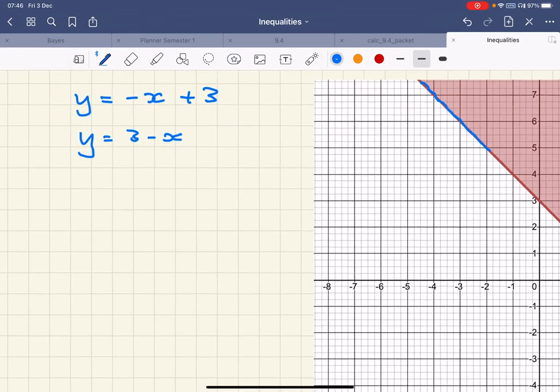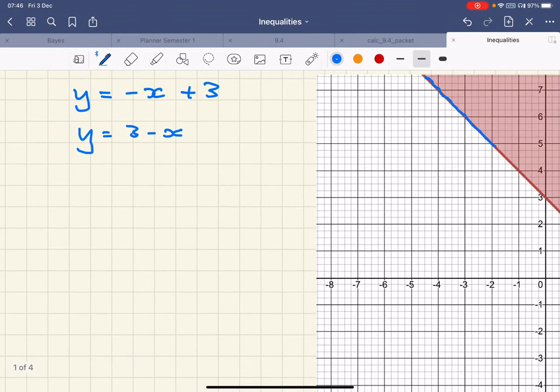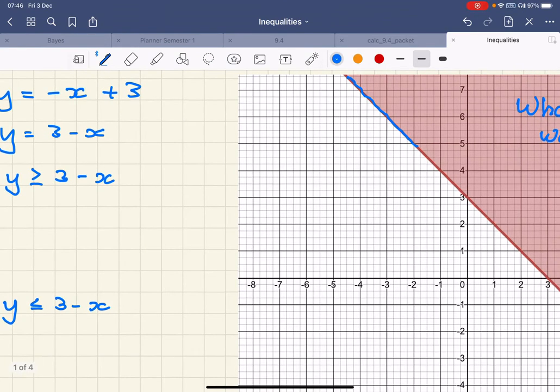Now, do I want to use this inequality sign, or do I want to use this inequality sign? By the way, I've used this equals to because it's a straight line. So if it's a solid line like this, it's either going to be that or it's going to be that.